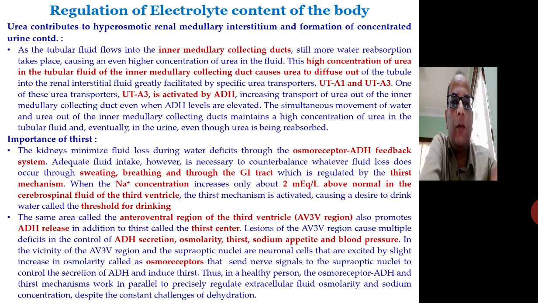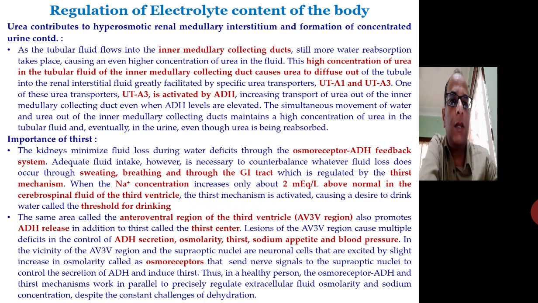The simultaneous movement of water and urea out of the inner medullary collecting duct maintains a high concentration of urea in the tubular fluid and even in the urine, even though urea is being reabsorbed. So the most important factor in the entire electrolyte maintenance is thirst. So what is the importance of thirst? The kidneys minimize fluid loss during water deficits through the osmoreceptor ADH feedback system. Adequate fluid intake, however, is necessary to counterbalance whatever fluid loss does occur through sweating, breathing, and through the GI tract, which is regulated by thirst mechanism.